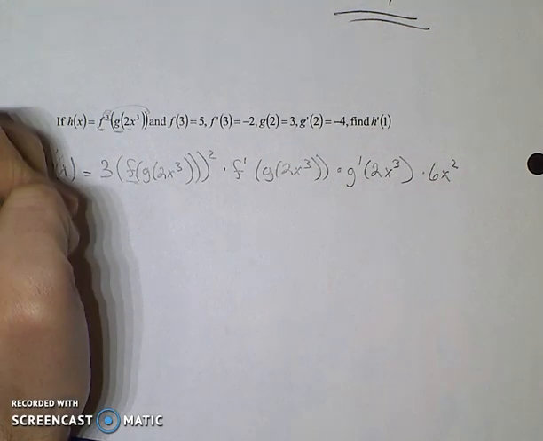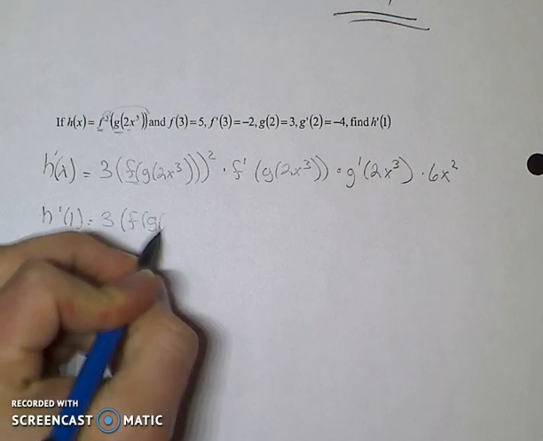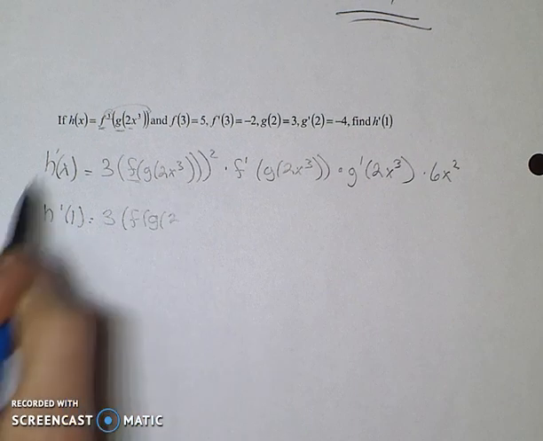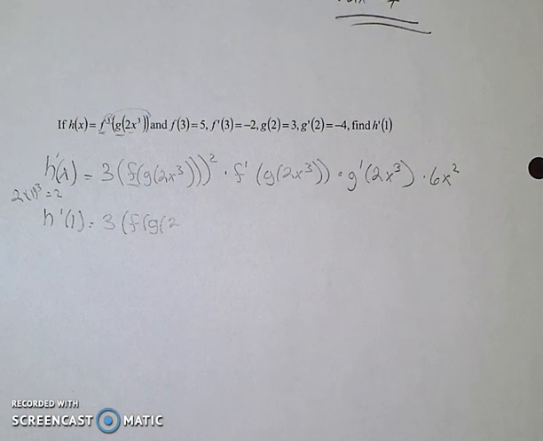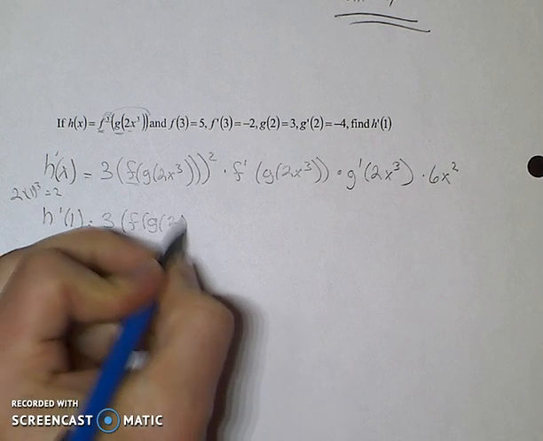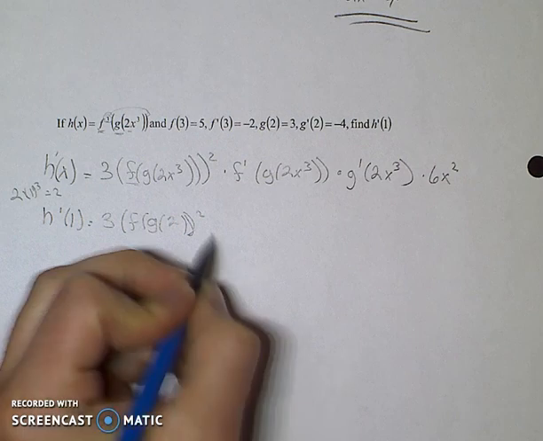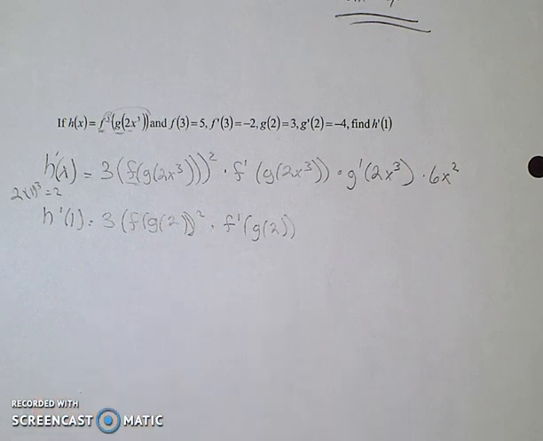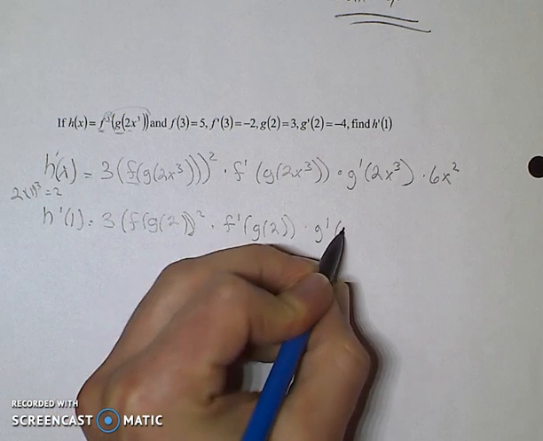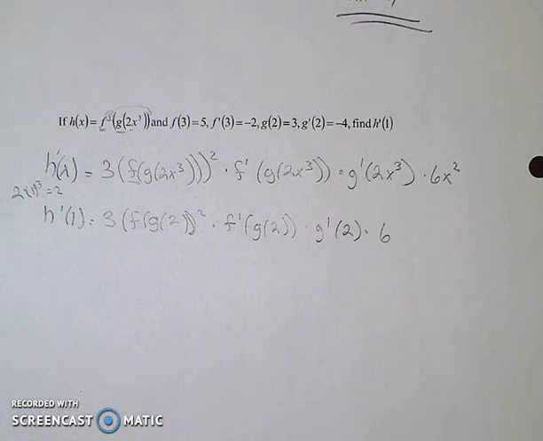So h prime of 1 equals 3 times f of g of 2. I hope that you guys can all see that 2 times 1 cubed is just 2, so we're going to leave it as 2 there. So 2 squared times f prime of g of 2 multiplied by g prime of 2 multiplied by 6.